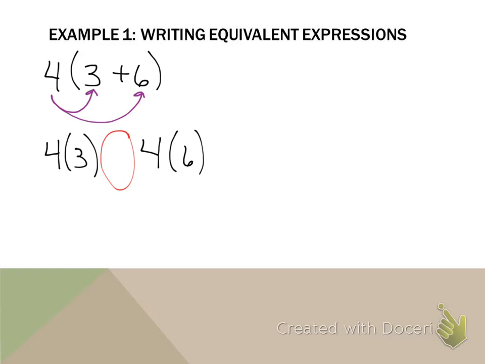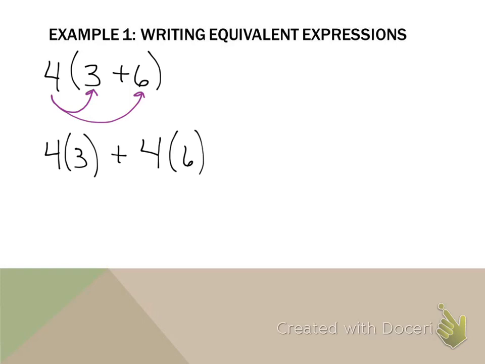But I need an operation in between them. Is it going to be a plus sign or a minus sign? It's going to be a plus sign. And why? Because in my original problem, is 4 positive or negative? It's positive, so that means it's positive in my equivalent expression too. So 4 times 3 plus 4 times 6, that's my equivalent expression.